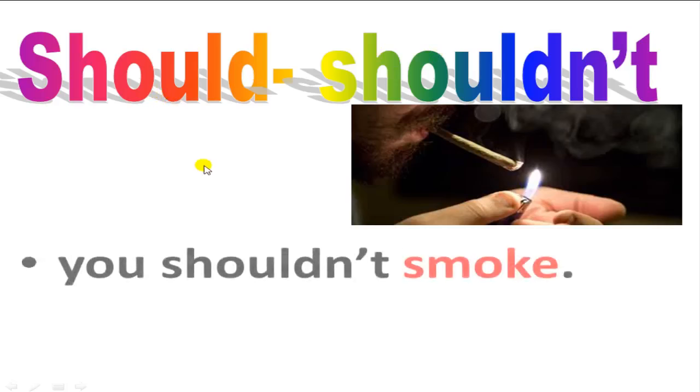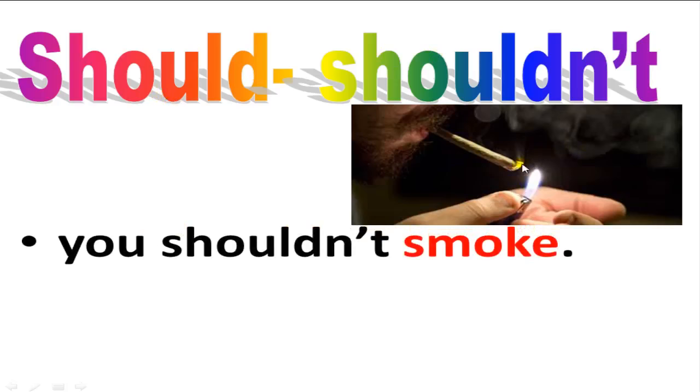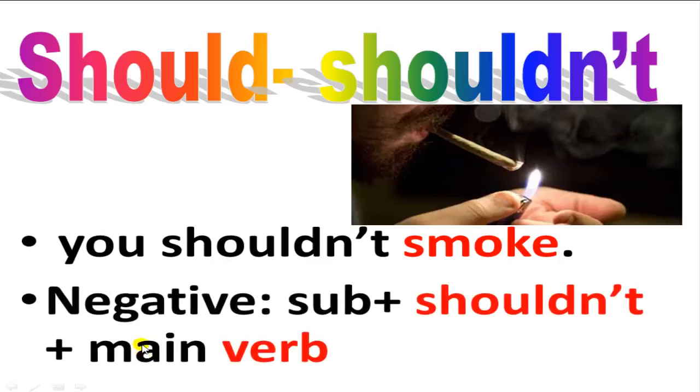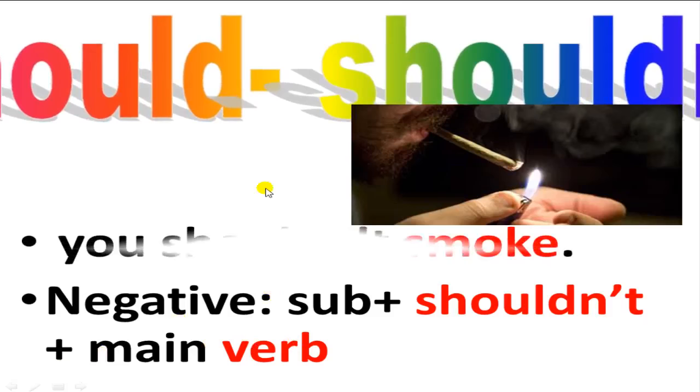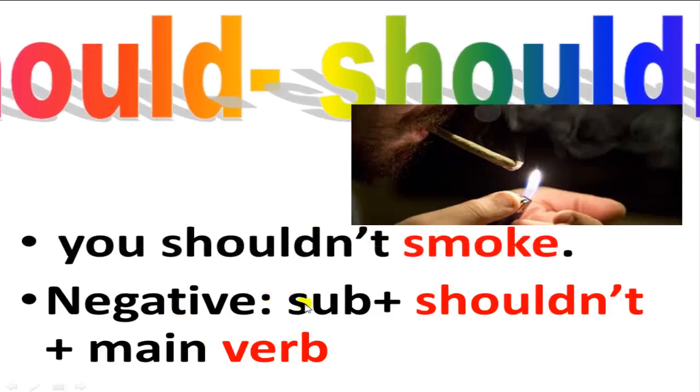Should negative: shouldn't. You shouldn't smoke. Negative: subject plus shouldn't plus main verb. You shouldn't, we shouldn't, they shouldn't, he, she, it shouldn't, plus main verb. You shouldn't smoke.